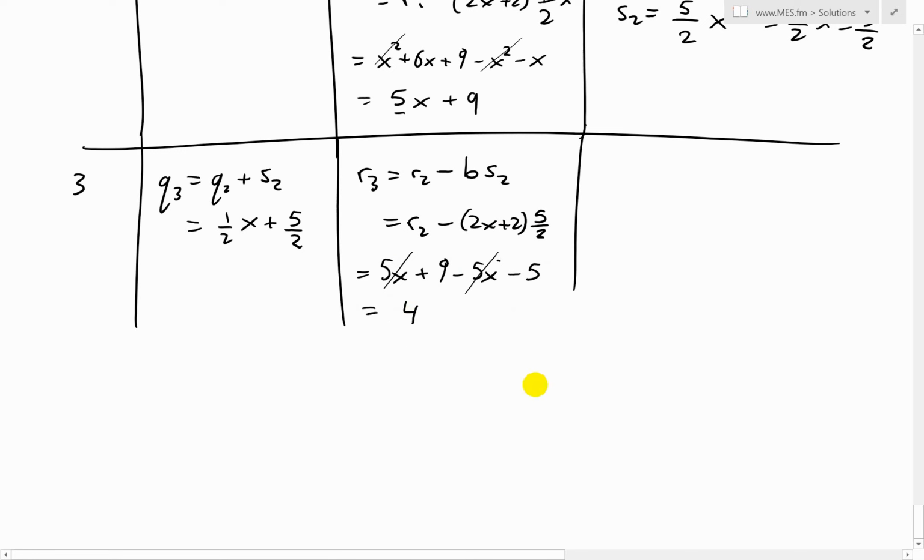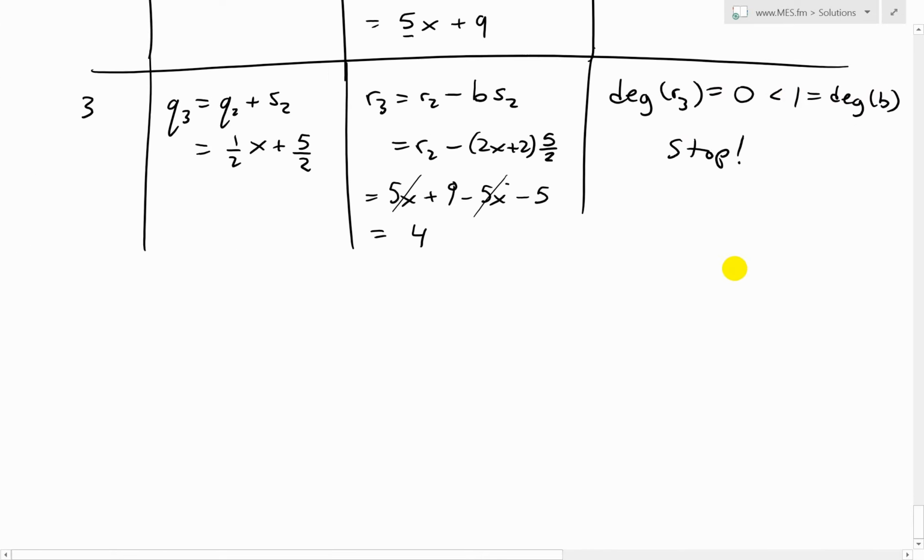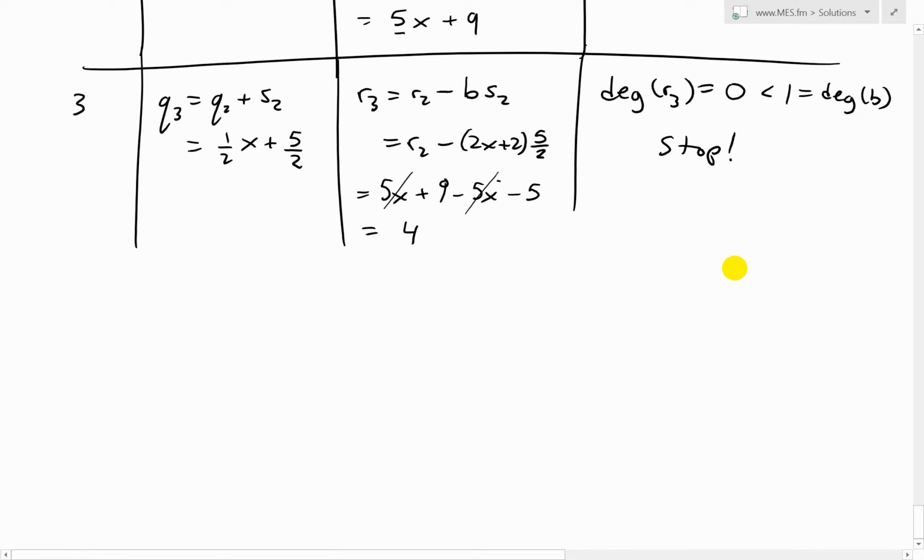So now the question is, the degree of R3 equals, well, 0. That's just 4, and this is less than 1, which is the degree of B. So what we do now is, well, we stop. And that is our remainder. So R3 is the remainder. And then, thus, we have two values. Q3 equals 1/2 x plus 5 over 2, and R3 equals 4 is the remainder.